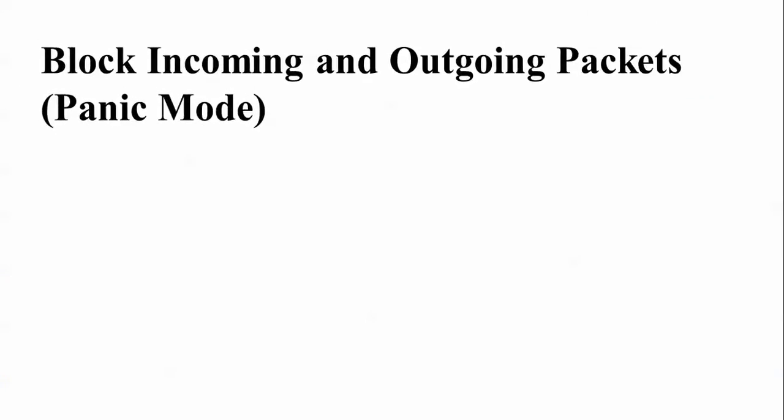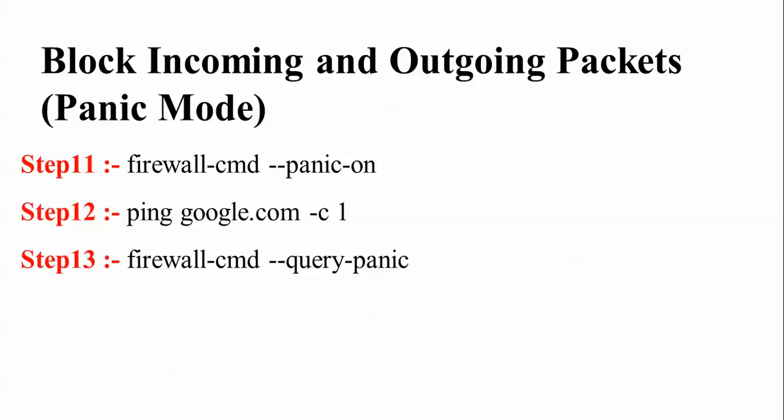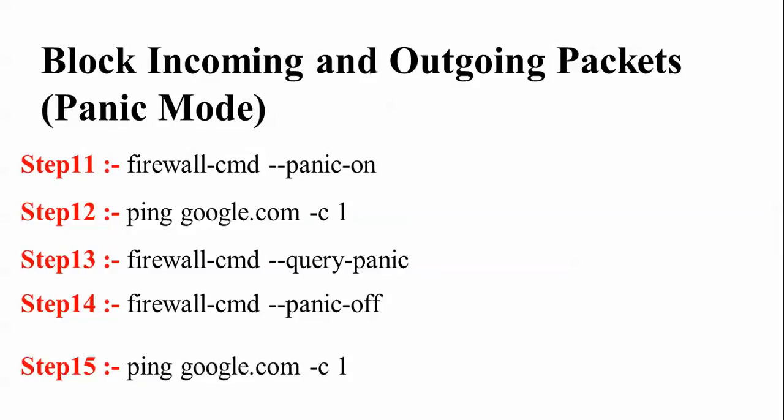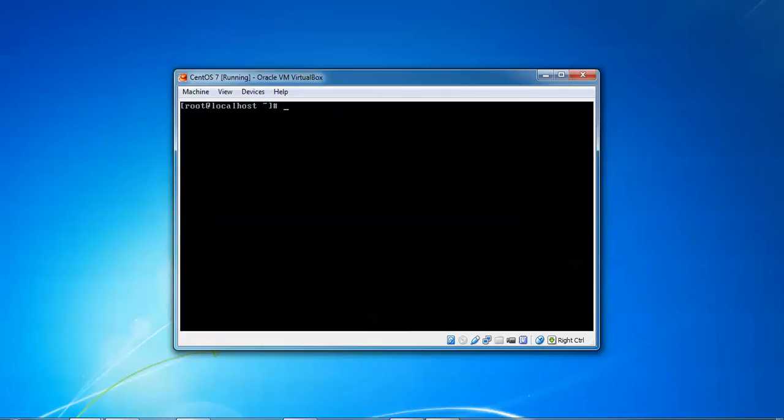Now blocking incoming and outgoing packets, that's panic mode. For this, we need to add the command. Then we'll ping Google to check the ping, then query the panic command. After that, first we turn the panic on, then off, then we ping again to check whether it is pinging or not. So clear this one. Now you need to type firewall-cmd --panic-on.